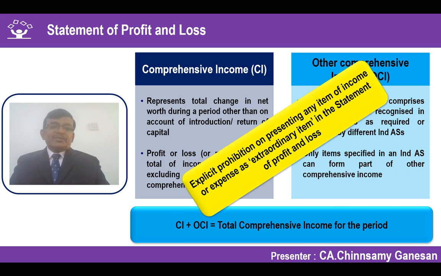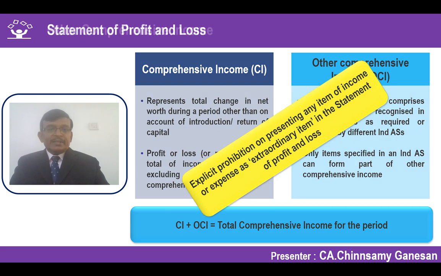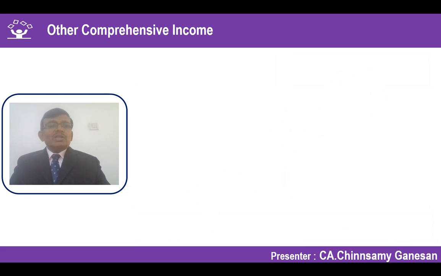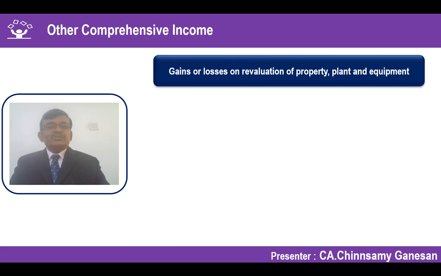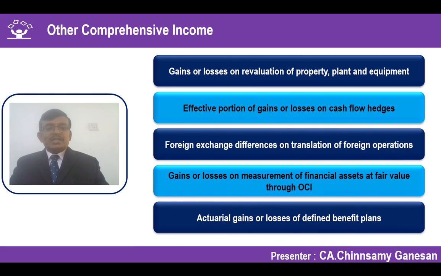So as I have mentioned, there is an explicit prohibition of treating any item of income or expenditure as an extraordinary item, but exceptional is permitted because of Schedule 3. What do you mean by other comprehensive income? All these items are considered as other comprehensive income. Basically, these items are covered by the respective standards.